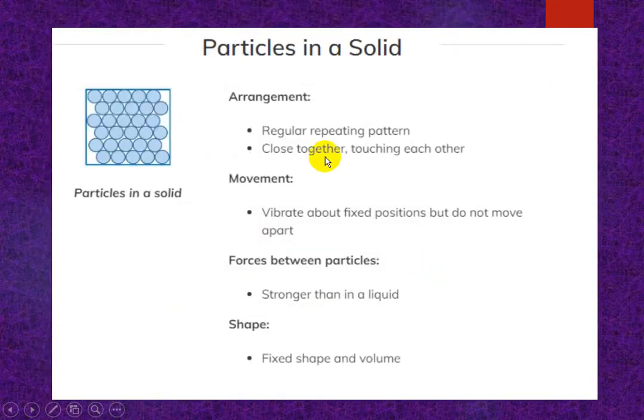Now the arrangement of particles in a solid. All particles are in a regular arrangement, and the particles are close together. As for particle movement, particles don't move apart; they only vibrate in a fixed position. The forces between particles are stronger than in liquid. They have fixed shape and volume. This is solid particles.